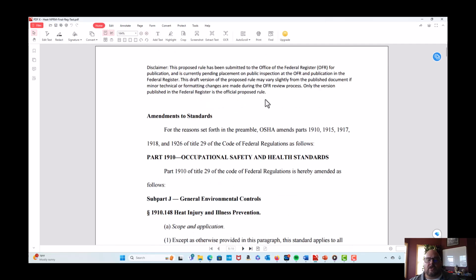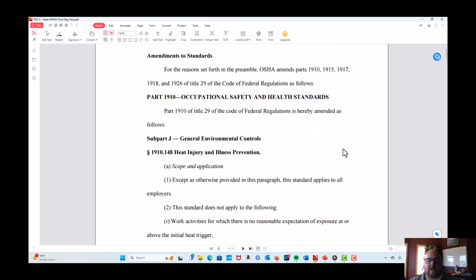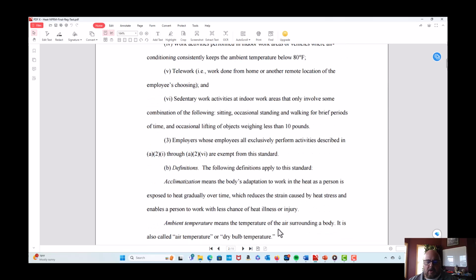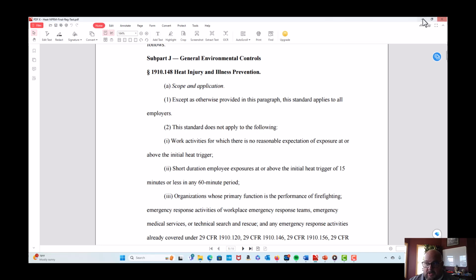I don't know how soon they're going to start enforcing this. I'm sure there'll be something coming out. But what I did is, it's about 19 pages in PDF. I broke it all down.